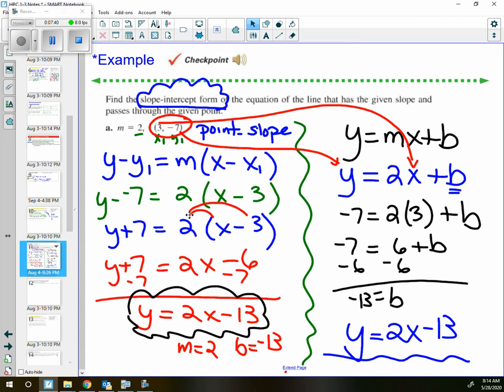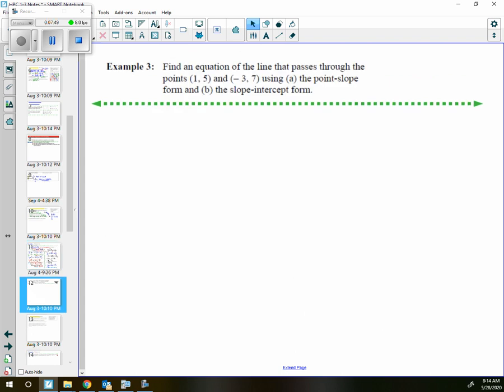Doesn't really matter, right? It's about the same amount of work. Some people have really strong preferences one way or the other, but we have options, right? So it just depends on what is the easiest method for you. Let's take a look at another example.